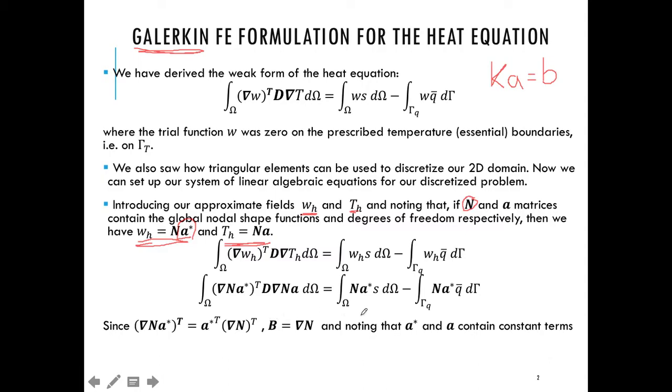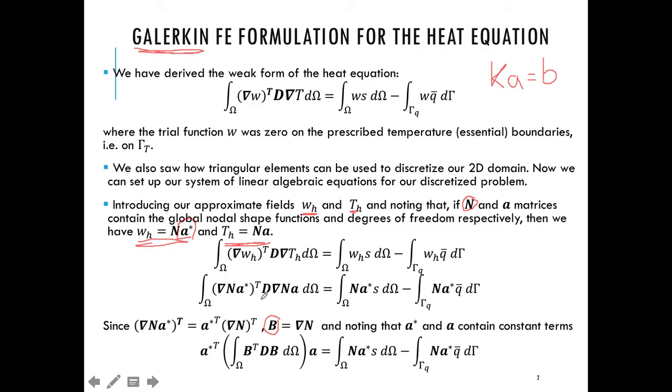And finally, noting that a star and a contain the degrees of freedom, which are constant terms. The degree of freedom of a node is just a constant. It's not a variable in space, basically. So using all of this information, that is, substituting in the expression for B, where B is del N, then using the transpose product rule to expand it out, and finally noting that I can take my constants out of the integral, I can rewrite this expression right here like so.